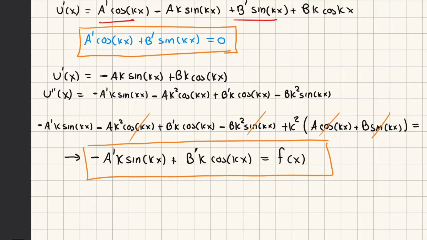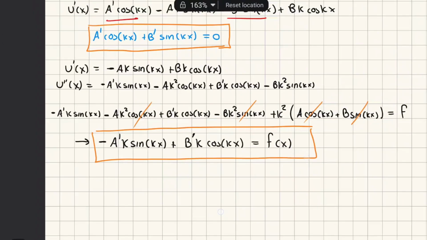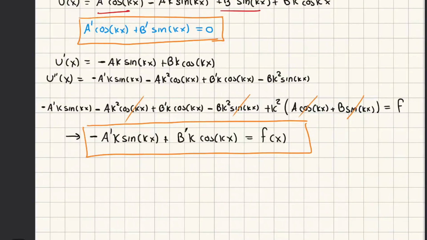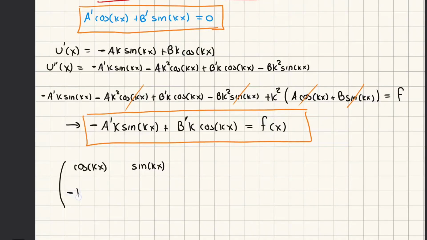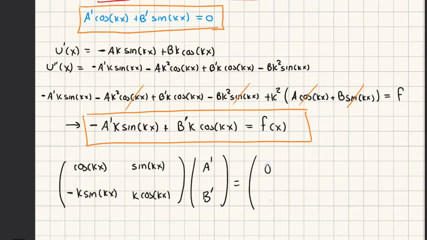I'm going to construct the system of equations that we need to solve to find a and b. How would it be? We will have here cosine of kx, then here sine of kx, then this element will be minus k sine of kx, and this k cosine of kx. This will multiply a vector that is a prime, b prime, and this is going to be equal to 0 and f of x here.